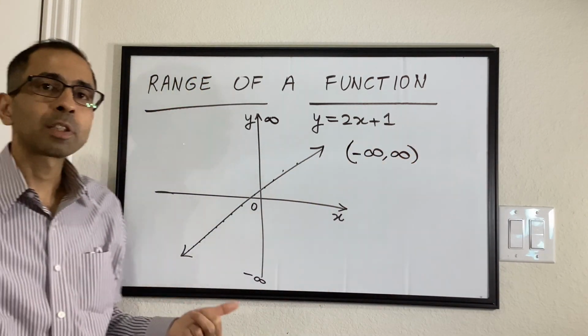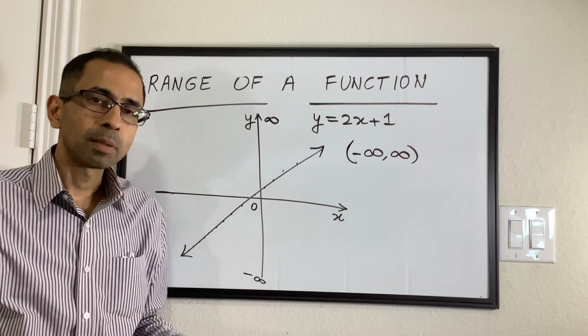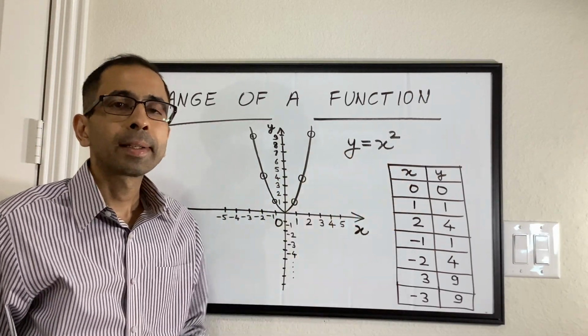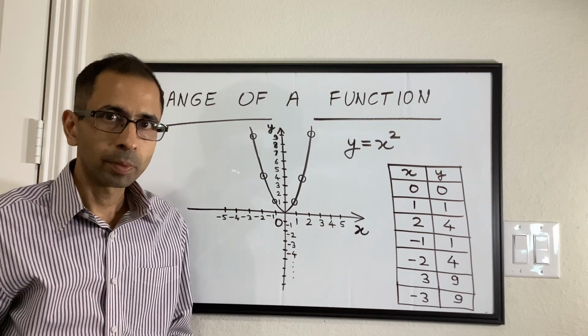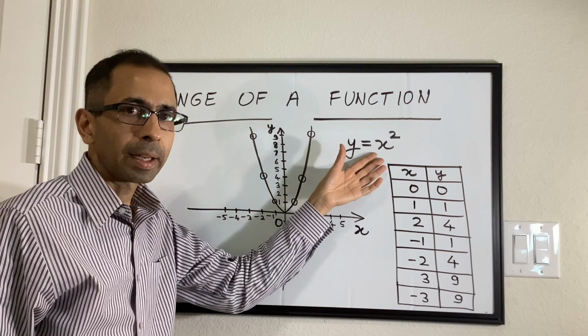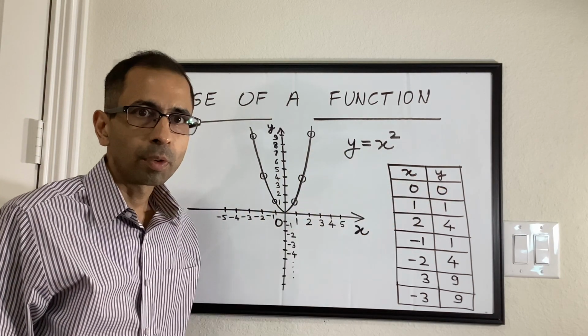However, this may not be the case for every function. Let's see something else in a moment. Let's look at the other function. Let's say y is equal to x square. Let's try to find the range of this function, right? So basically, we start giving some values of x and find the corresponding values of y, right?